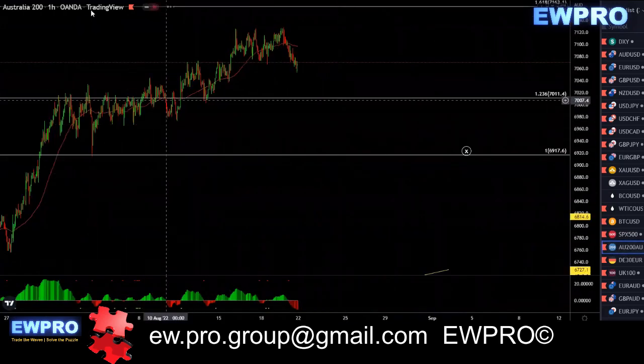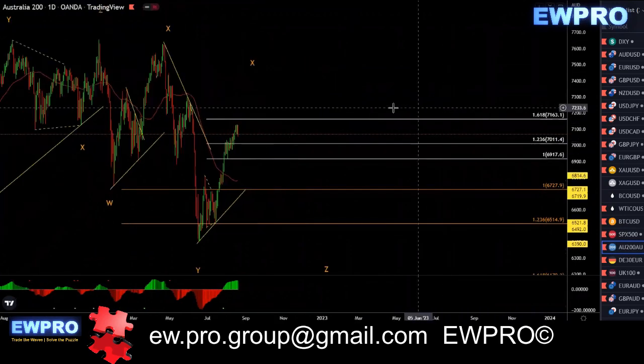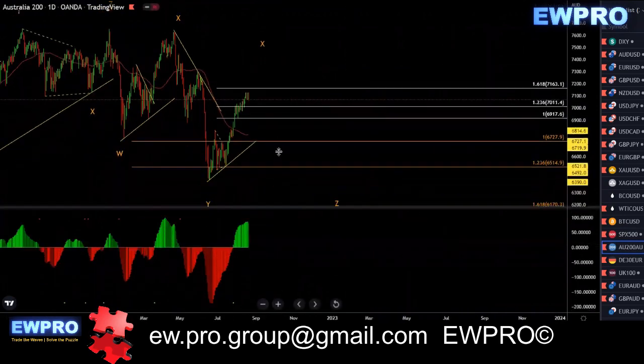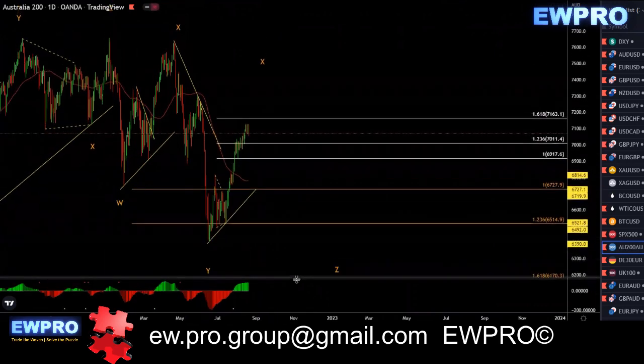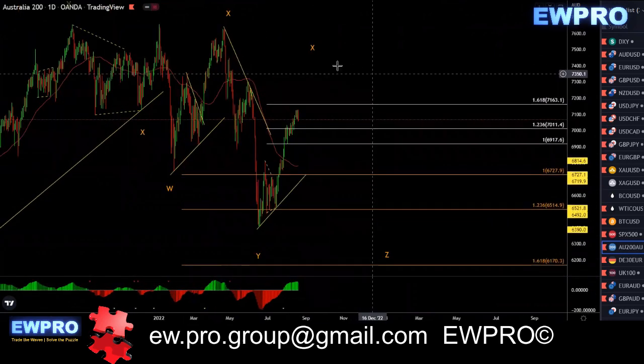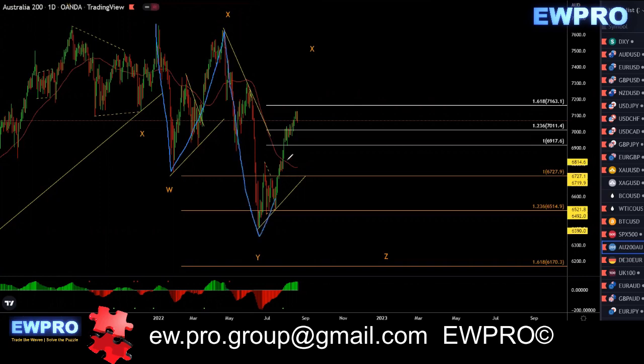U200 on the daily. I think we are starting to get the bull hidden here. No, we're not. Bear hidden, sorry, but we're not getting it. So looking for a W, very deep X. Then we've got wave Y, looking for the X2 and then a Z down.